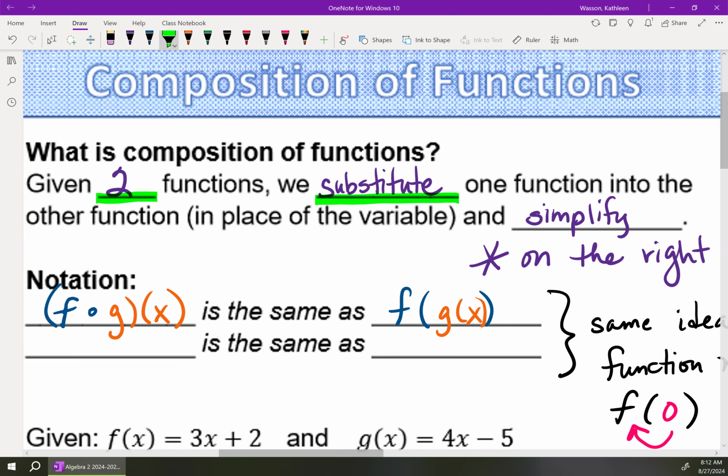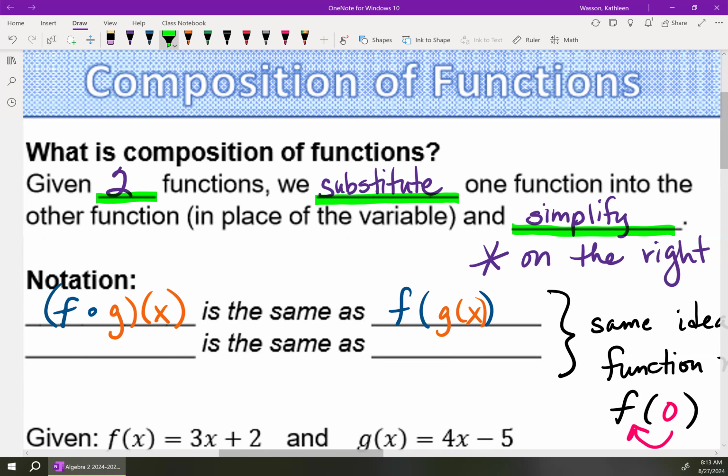And then you simplify, and you only simplify on the right side of the equation. The left side is a very particular way to write y equals. So there's nothing actually to simplify on the left.